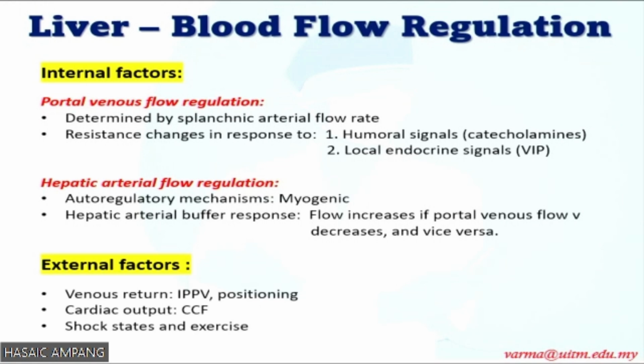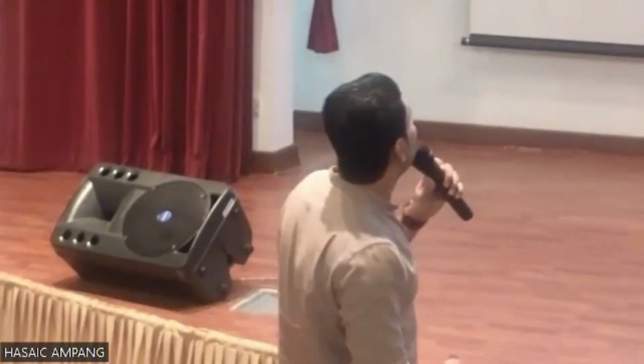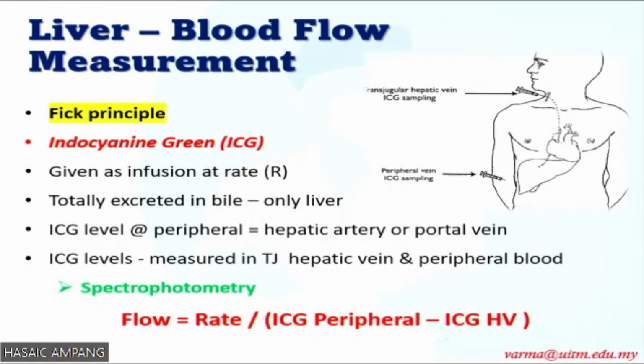So external factors, venous return, positioning, these are all very subjective. Okay, if the patient has congestive cardiac failure, right, there will be a congestive hepatopathy that causes reduction in portal vein blood flow as well, right? All these things. Okay, liver blood flow measurement. This will come out. I think maybe I saw one SAQ come up, okay.